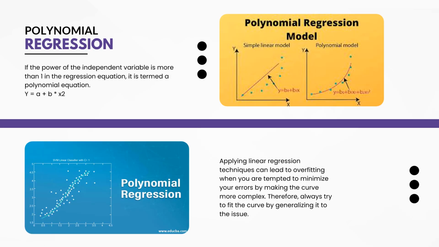Next is polynomial regression. If the power of the independent variable is more than 1 in the regression equation, it is termed a polynomial equation: y equals a plus b times x squared. Applying linear regression techniques can lead to overfitting when you are tempted to minimize your errors by making the curve more complex. Therefore, always try to fit the curve by generalizing it to the issue. In polynomial regression, the best fit line is not considered a straight line like a linear equation. However, it represents a curve fitted to all the data points.